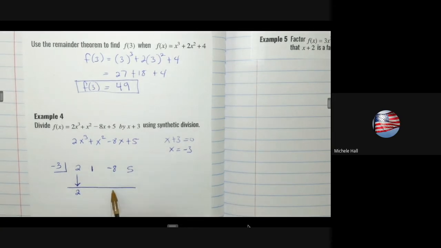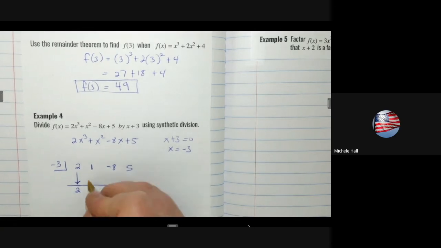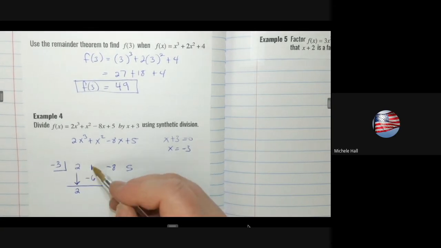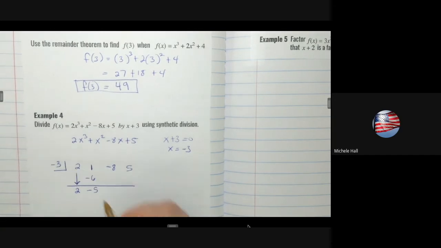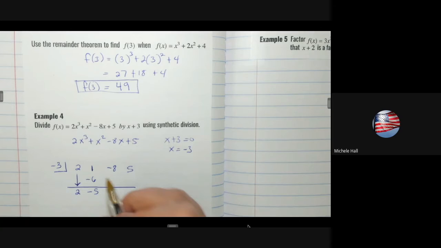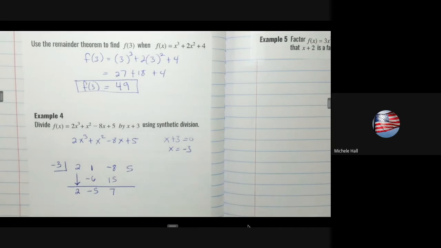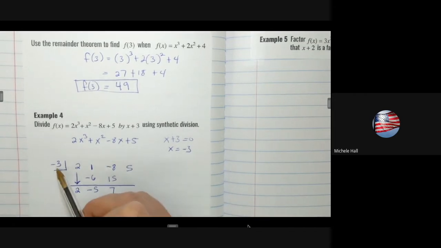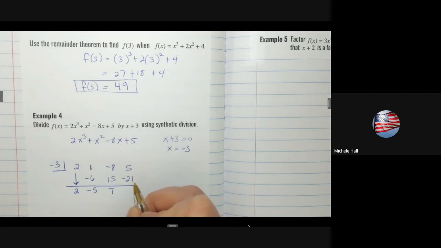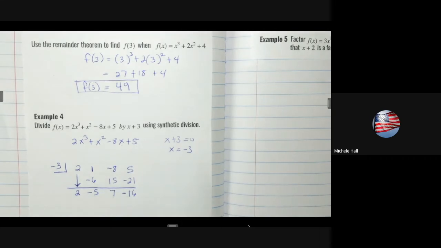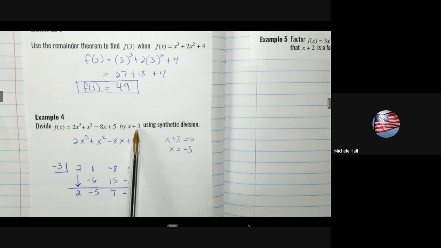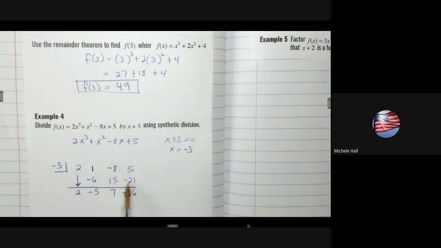Multiply, add, and subtract. 2 times -3 is -6, and then you combine these together. 1 minus 6 is -5. -5 times -3 is 15, and then 15 minus 8 is 7. 7 times -3 is -21, and then our remainder here is going to be -16. That means that x plus 3 is not a factor of the polynomial. We want to get a 0 for our remainder.